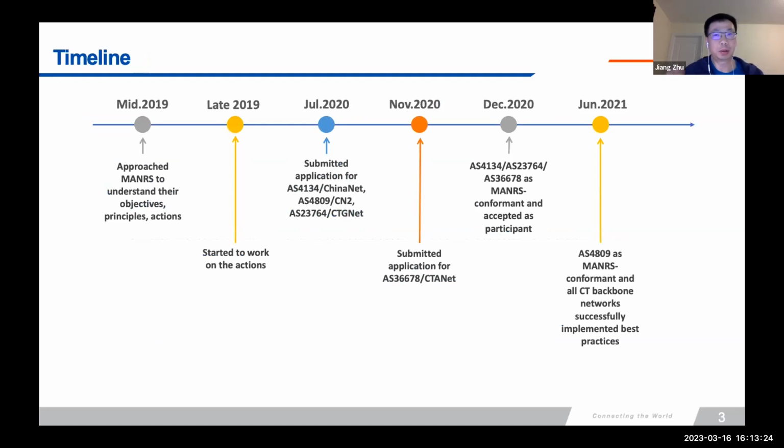Here's the timeline for China Telecom to join MANRS. In mid-2019, we approached MANRS to understand their objectives, principles, and actions. After that, CT started to work on the actions. In July and November 2020, CT submitted applications for these four ASNs. In December 2020, three of them were ready as MANRS conformant, and CT was accepted as a participant. Six months later, in June 2021, AS4809 was ready by the MANRS observation as well.